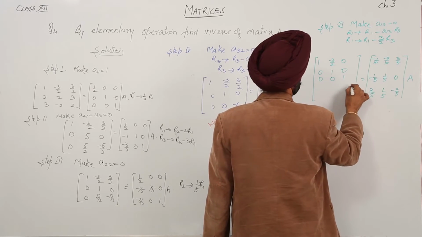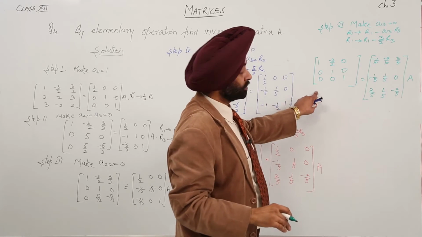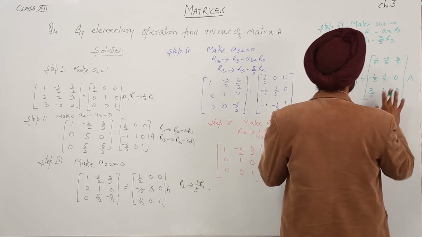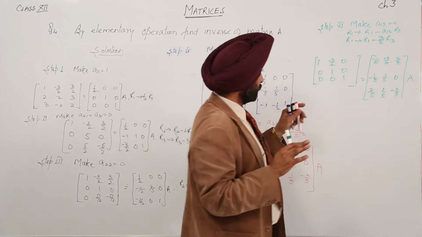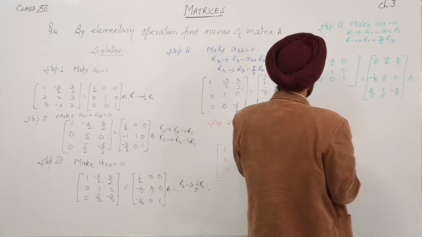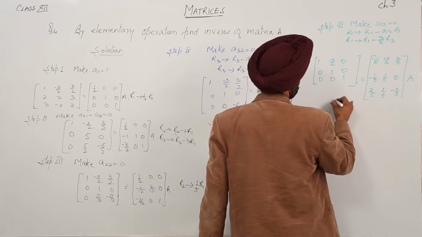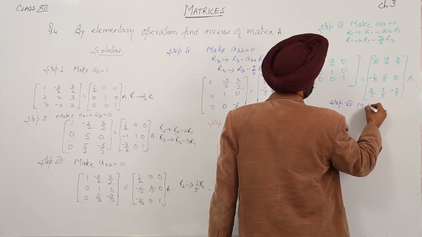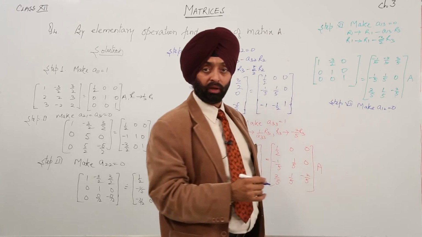So now step number 6 becomes this one. Let it be like this only. Now the last thing left is A12. So finally we are on step 7. Step 7: make A12 equal to 0. We have to make A12 0.